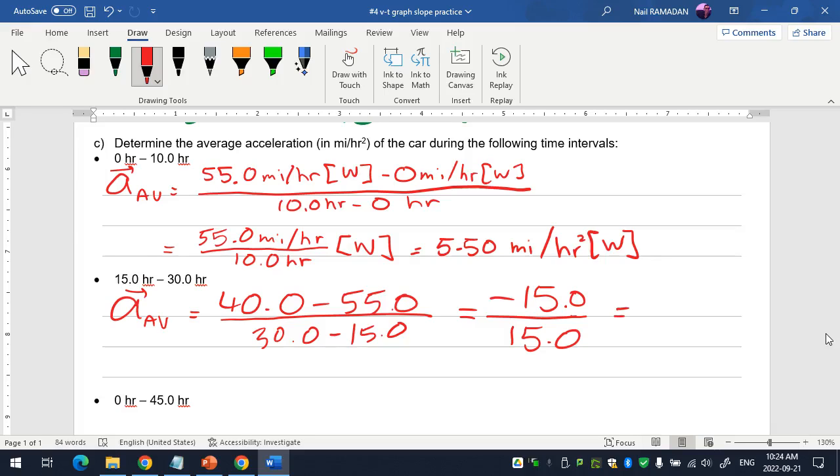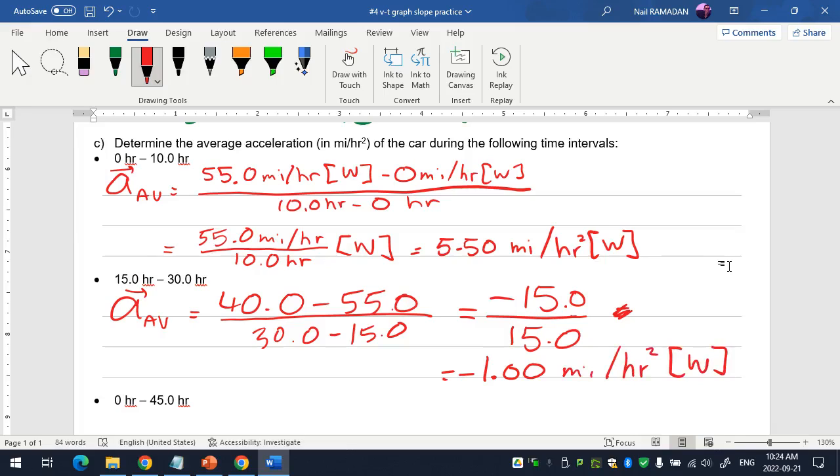Now what do I put back? I put back both the direction and the unit. So it's negative 1.00. What's the unit now? I mean, you don't even have to guess. I'm telling you. Miles per hour. I'm always going to remind you what unit to use. So miles per hour squared. In which direction?